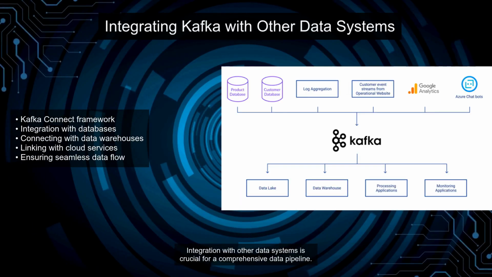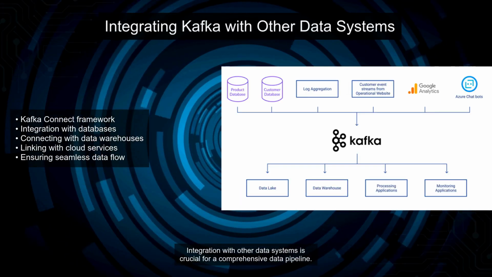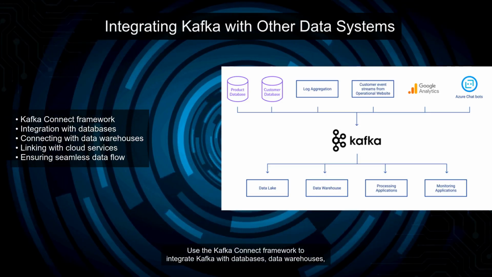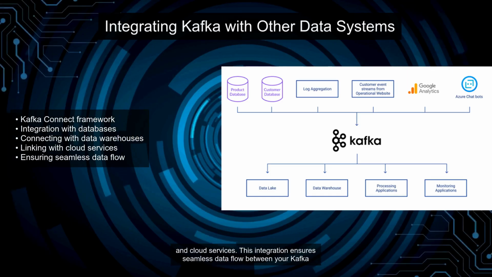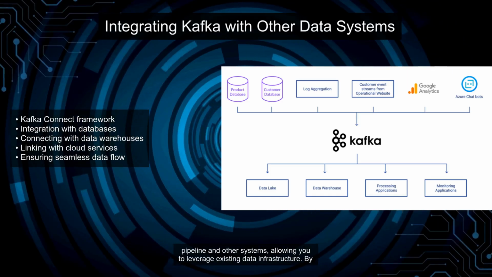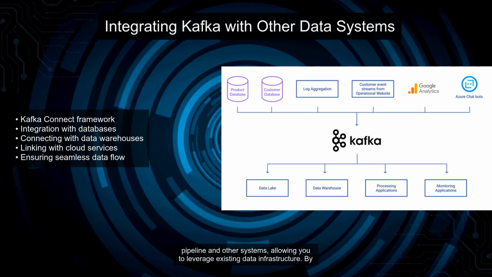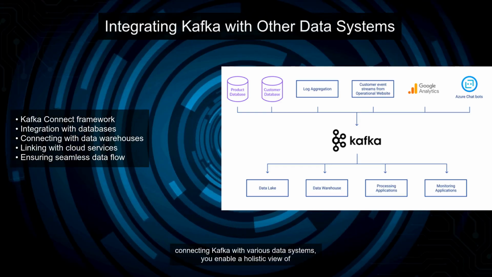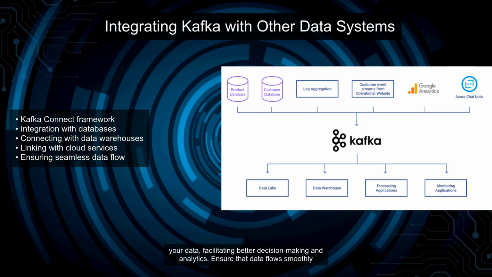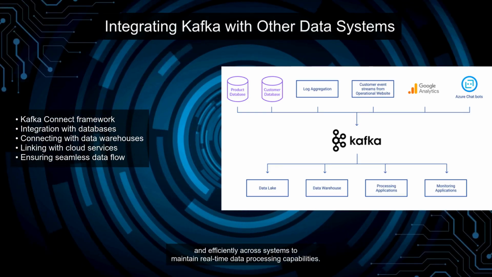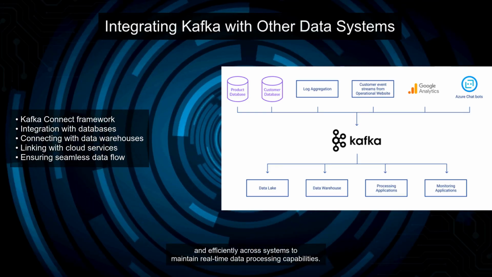Integration with other data systems is crucial for a comprehensive data pipeline. Use the Kafka Connect framework to integrate Kafka with databases, data warehouses, and cloud services. This integration ensures seamless data flow between your Kafka pipeline and other systems, allowing you to leverage existing data infrastructure. By connecting Kafka with various data systems, you enable a holistic view of your data, facilitating better decision-making and analytics. Ensure that data flows smoothly and efficiently across systems to maintain real-time data processing capabilities.